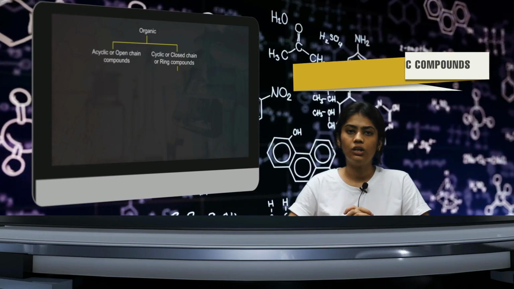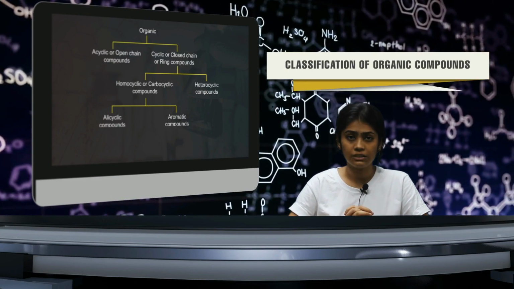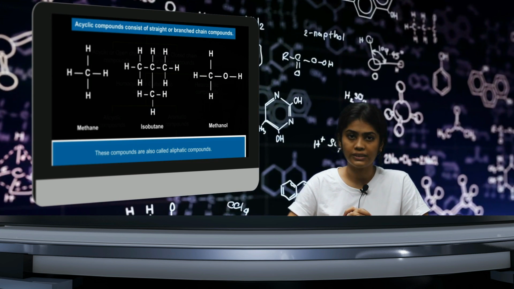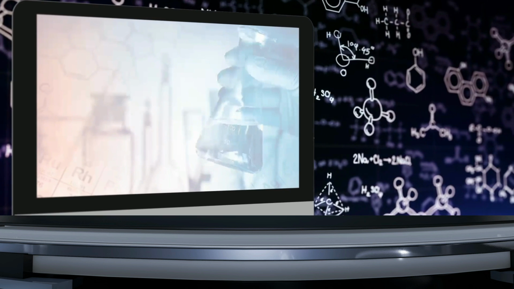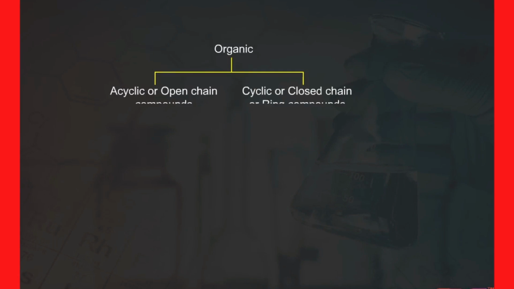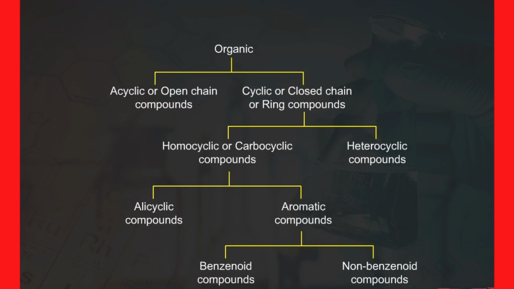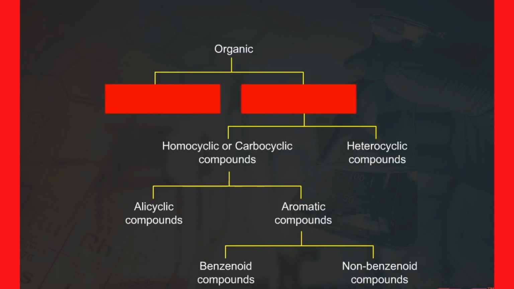Now let's take a look at different types of classification of organic compounds, different types of functional groups that are used. The classification of organic compounds has been diagrammatically shown on the screen. Organic compounds are classified into two main categories, acyclic compounds and cyclic compounds.